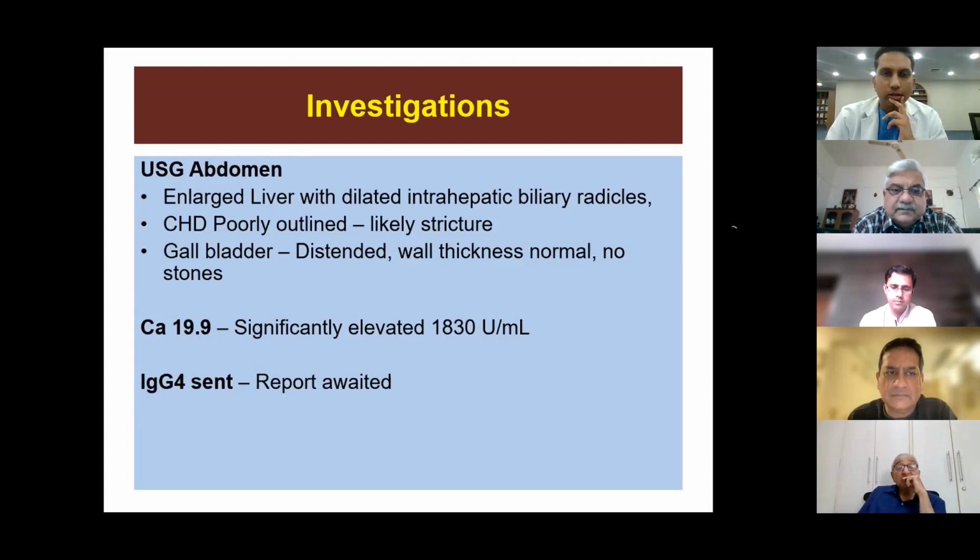Ultrasound abdomen showed an enlarged liver, however the span of the liver was not mentioned, with dilated intrahepatic biliary radicals. CBD was poorly outlined. It was documented that they suspected a likely stricture. Gallbladder was distended with normal wall thickness. There were no stones in the gallbladder. CA19-9 was significantly elevated, more than 1000. IgG4 we have sent from here, sir. The report is still awaited.